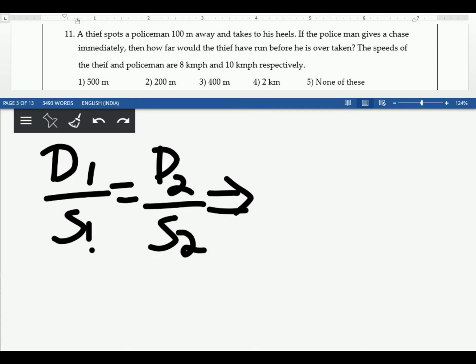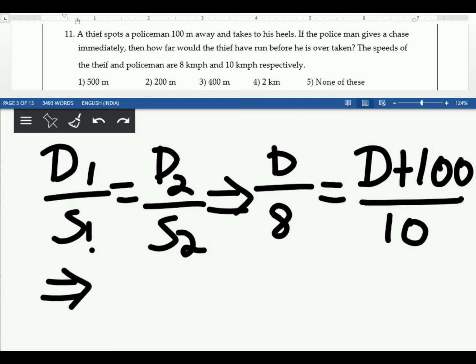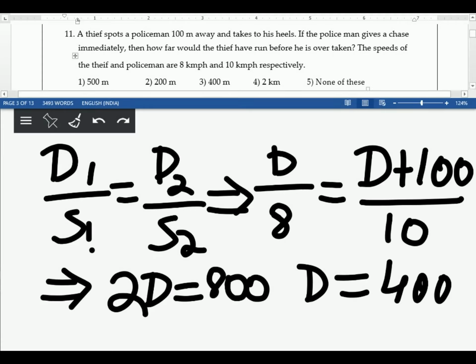Let the distance of the thief be d and his speed is 8, and the distance of the police is 100 more than the thief, that is d plus 100, by his speed 10. From these two equations we have 2d is equal to 800, and from that the distance is 400 meters. So the thief has to run 400 meters to be caught by the police. Option number 3.